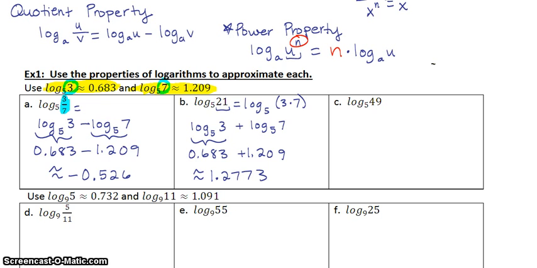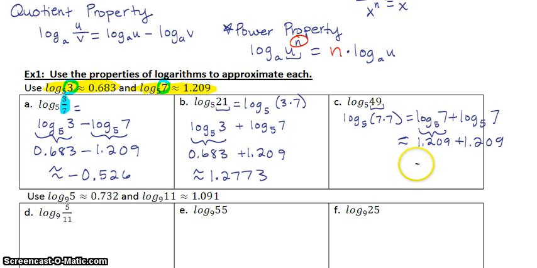Last but not least, part C. So I got log base 5 of 49. Again, think of how that is related to 3 and 7. And in this situation, actually, there's no 3 involved. It's just log base 5 of 7 times 7. So that's going to happen sometimes. So this one ends up being log base 5 of 7 plus log base 5 of 7. And log base 5 of 7 is 1.209 approximately from what we got there. So here's what I've got. And my answer then, add them together, is approximately 2.418.